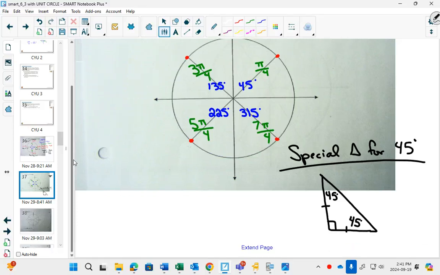So I'm just going to use 1. If that side's 1, this side's 1.